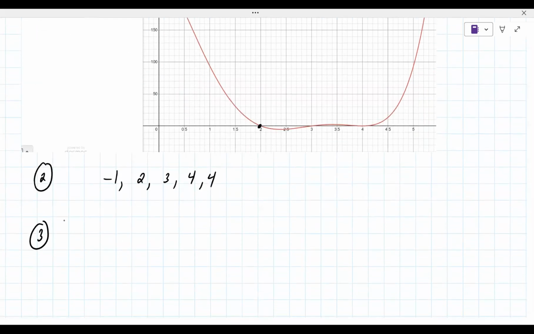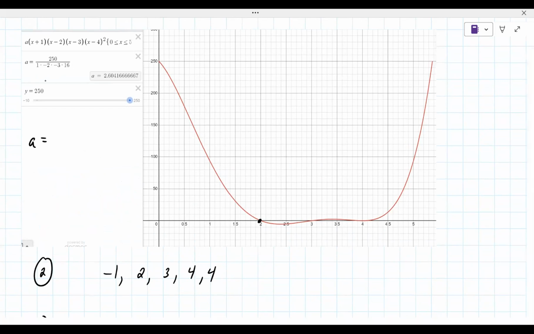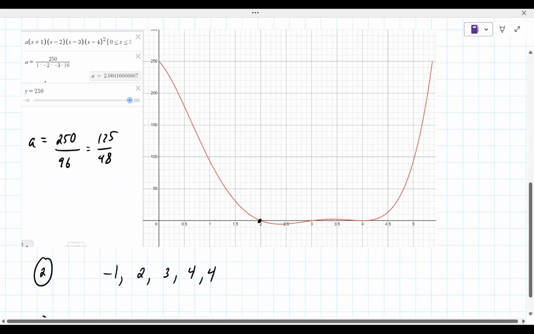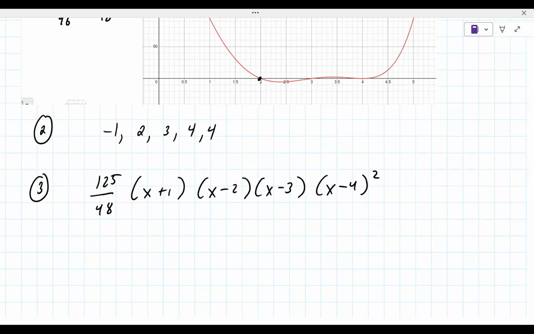All right, so the factored form. The complete factored form, that's what was actually up here. The A is this messed up thing here. The A ends up being 2 times 3 times 16, so it's like 250 over 96, which is 125 over 48. So it's 125 over 48, x plus 1, x minus 2, x minus 3, x minus 4 squared. And that's exactly what happened there in the decimal. So that's number 3.